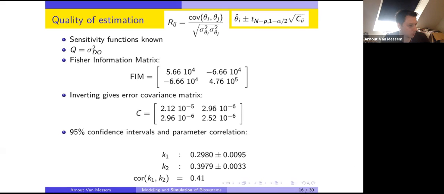So the question I received was on the river example. Normally you should see the screen of the river example with the quality of the estimation. Then the Fisher information matrix was calculated. If you invert this, you get your error covariance matrix. The question was, from here, how do we go to the confidence intervals and the parameter correlation? So I copied the formulas that we need.